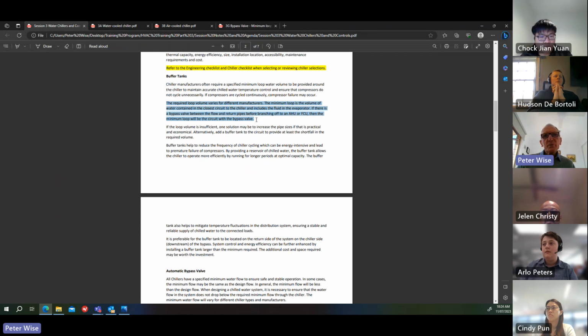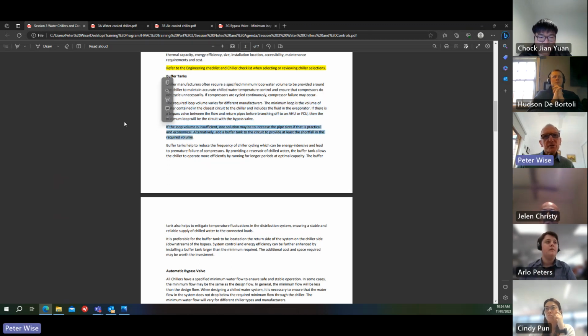If there's a bypass valve between the flow and return, which is the sketch I just showed, before it branches off to the field, to an air handling unit or fan coil unit, then the minimum loop is the one with the bypass valve. So that's pretty easy to get your head around.